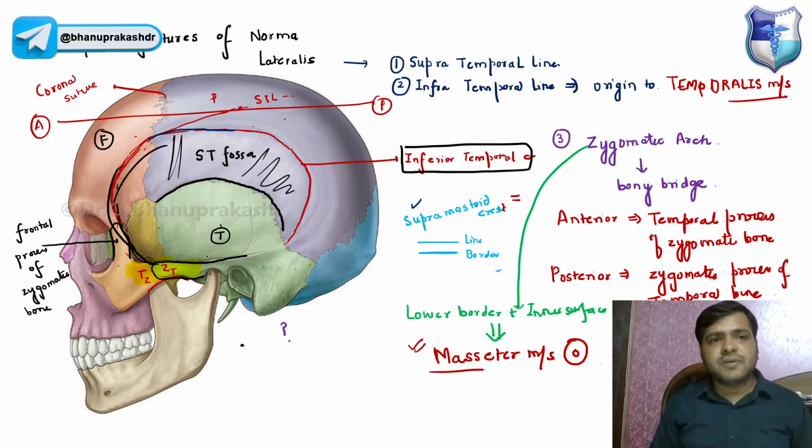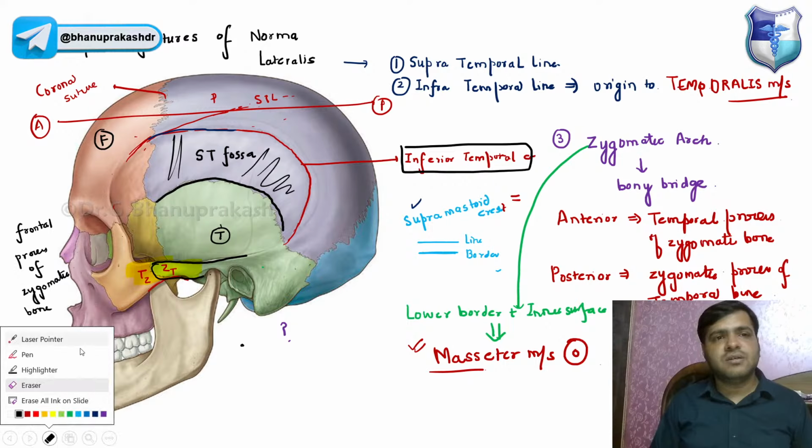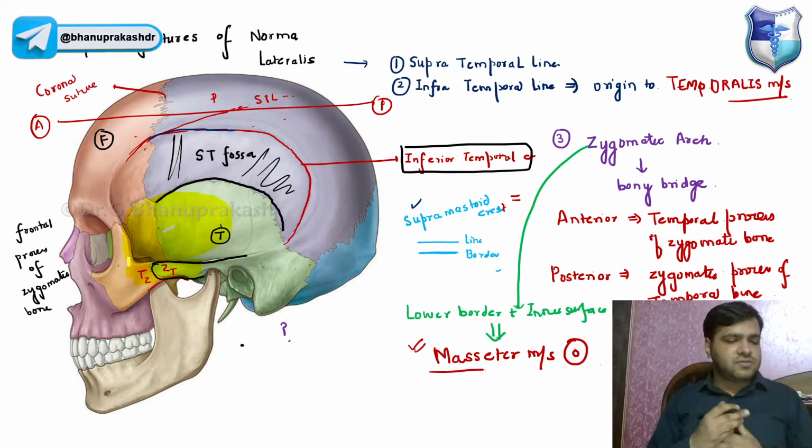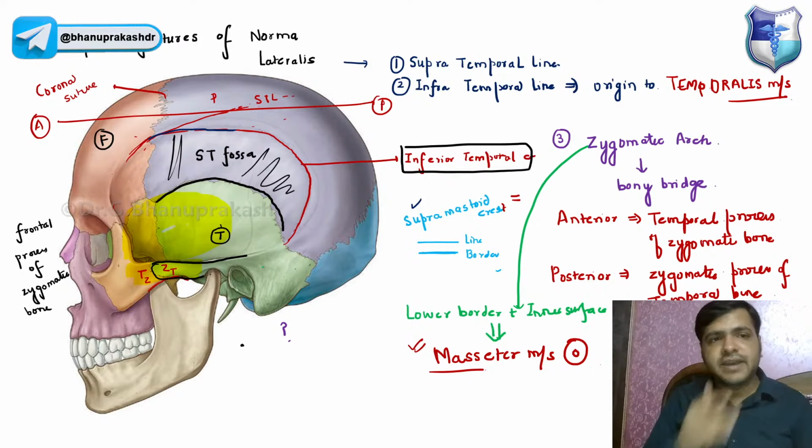And anteriorly, guys, you already know we have the frontal process of the zygomatic bone. I'm just focusing on this area, guys, over here. Yes, this area which you can see over here. So that is something called the temporal fossa, right?